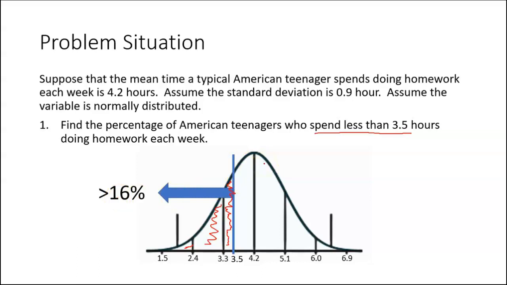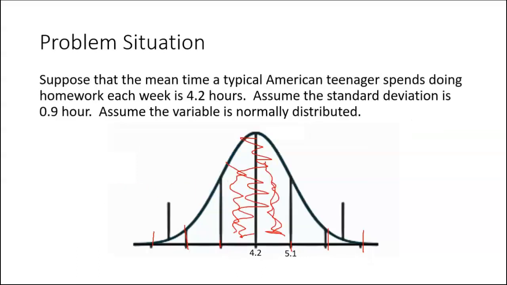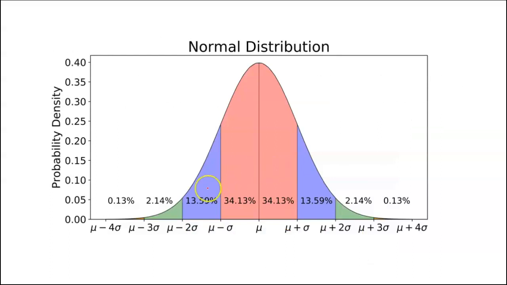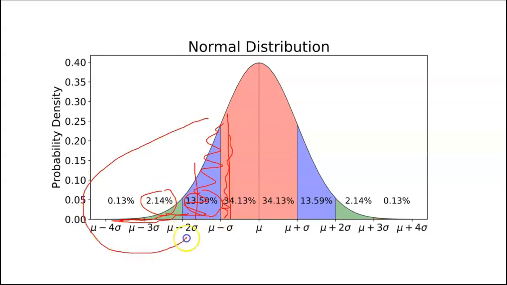I'm just thinking back. In fact, let me go back there really quick. I'm going back to this and saying that my 3.5 was somewhere in here. What percentage of the American teenagers spent less than that on their homework? So I said, well, it's like 13, 15, maybe a little bit more. I'm just ballparking all of that area to be around 16%.